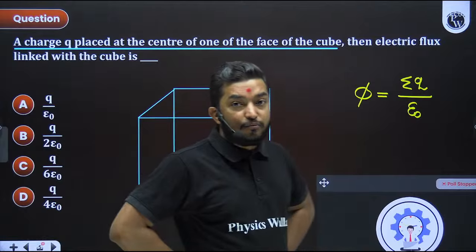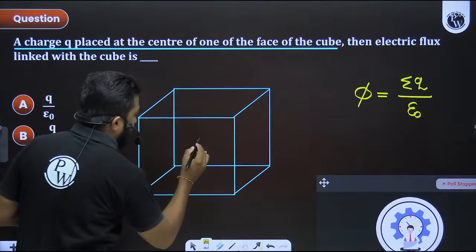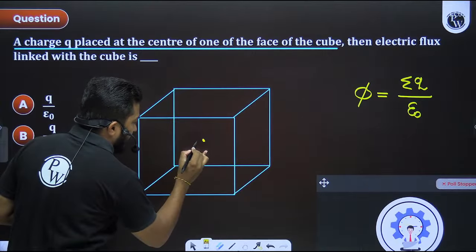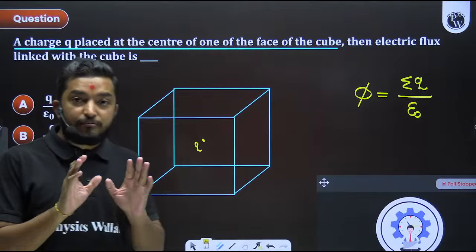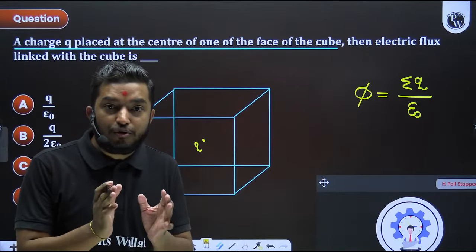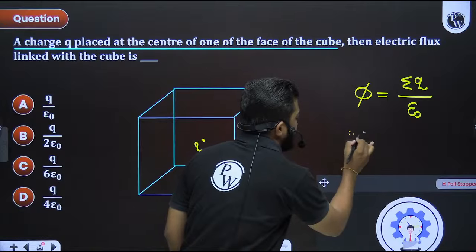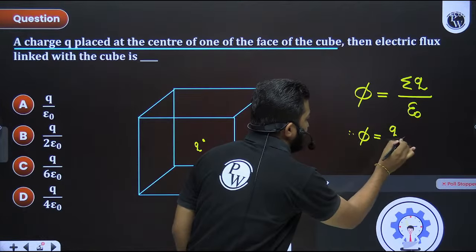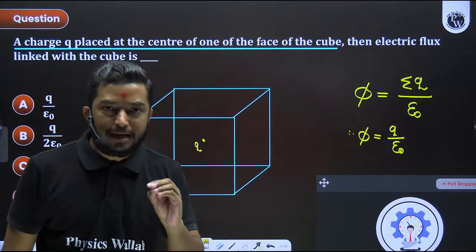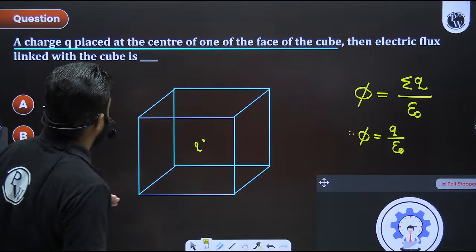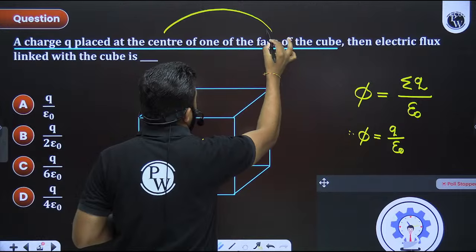There is one twist in a question. If they say one charge, capital Q or small q, is completely at the center of a cube, then we can say the flux through the whole cube is sigma q by epsilon naught, and our final answer is phi is equal to q by epsilon naught. But I request you to read the given data properly. What they say is the charge is placed at the center of the face.